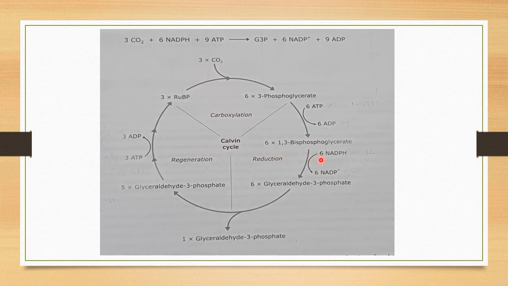Now how many NADPH are being utilized? As we have seen, NADPH is utilized only in this step. So only 6 NADPH are utilized in this cycle. Here you can see the overall net reaction of the Calvin cycle. So this was all about the Calvin cycle. Now let us see all the steps of the Calvin cycle.